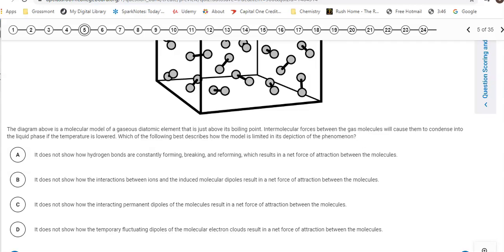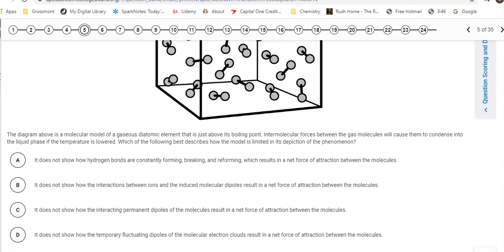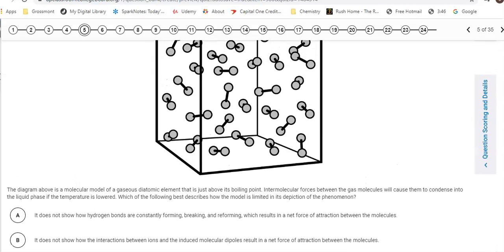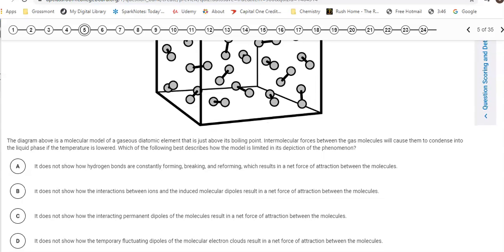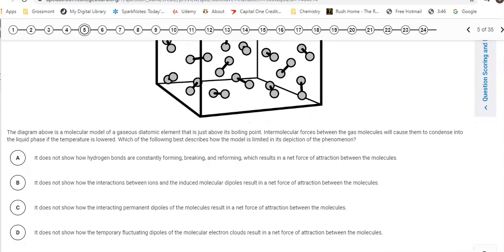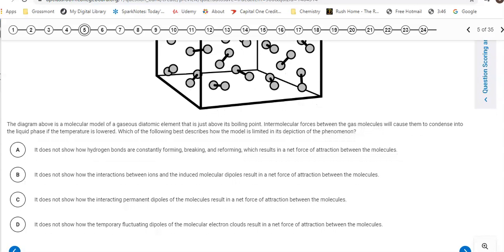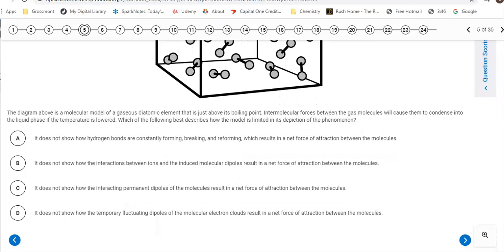D. It does not show how the temporary fluctuating dipoles of the molecular electron cloud result in a net force. Yes, that's true. Nonpolar molecules only have one type of force between them. Those are London dispersion forces, and those are temporary dipoles where the electrons shift over to one side of the molecule. So the answer to that would be D. It does not show how the temporary fluctuating dipoles result in a net force and therefore may be causing them to attract. Okay?